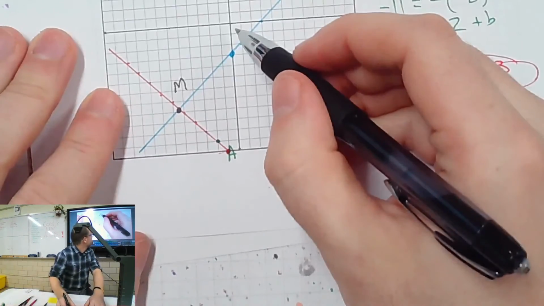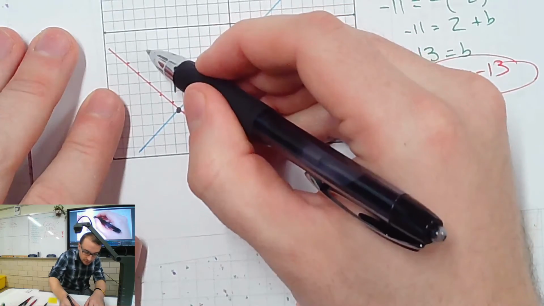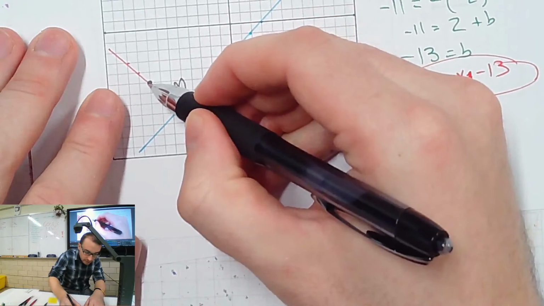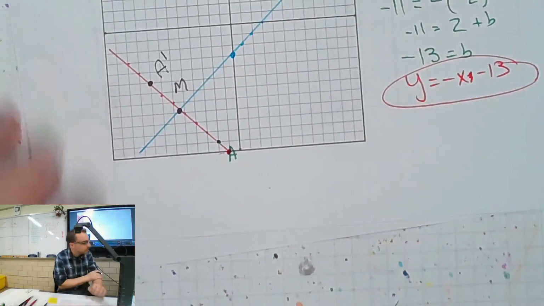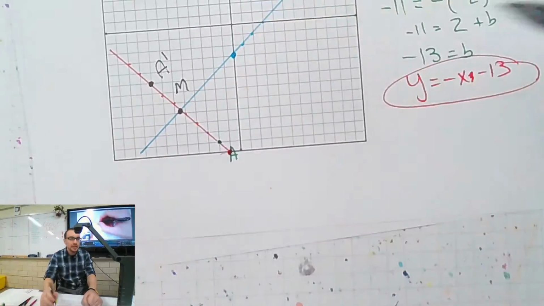Negative 8. 1, 2, 3, 4, 5, 6, 7, 8. Down 5. 1, 2, 3, 4, 5. Boom. If my blue line was drawn better, it would be equidistant.